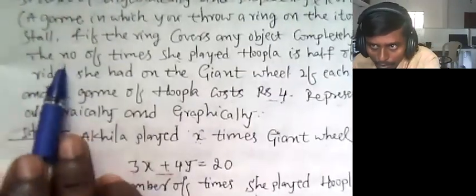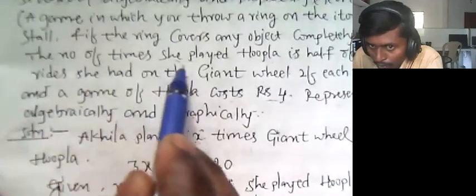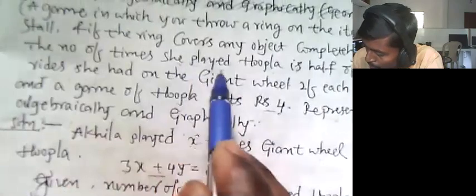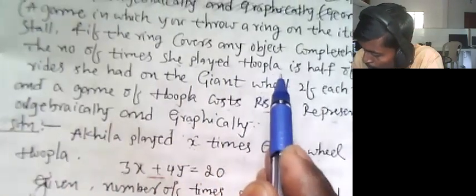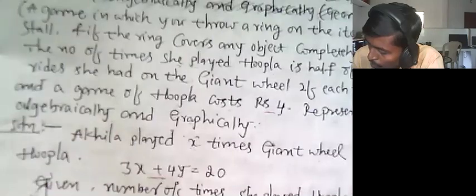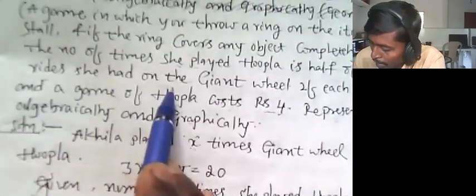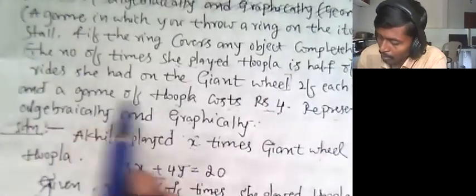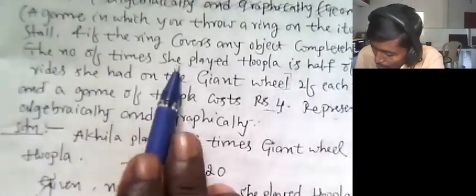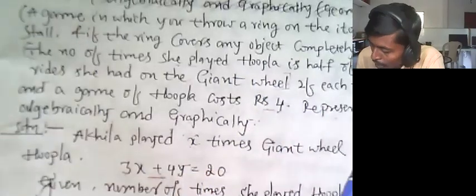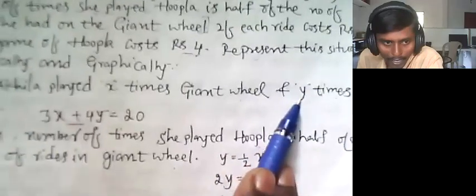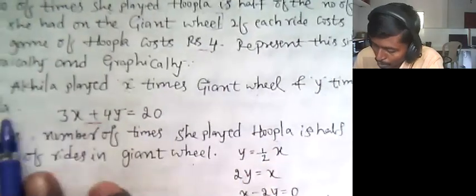See, underline this sentence. The number of times she played hoopla is half of the number of rides she had on a giant wheel. Up to here. The number of times she played hoopla. How many times did she play hoopla? Y times, already given.